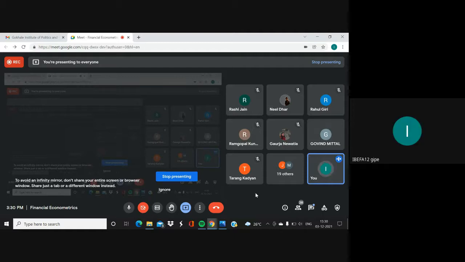Ma'am, I had another question. How exactly are VAR models different from simultaneous equation models? Yeah, that is a good question. So, have you all studied that? No, ma'am. I don't think we were taught simultaneous equation models.